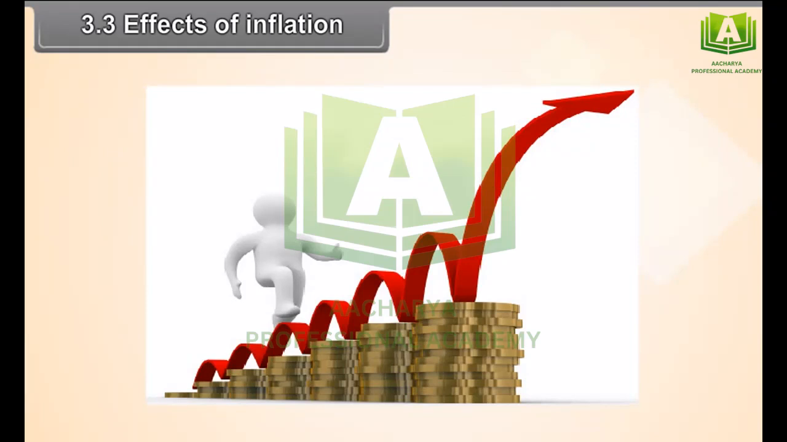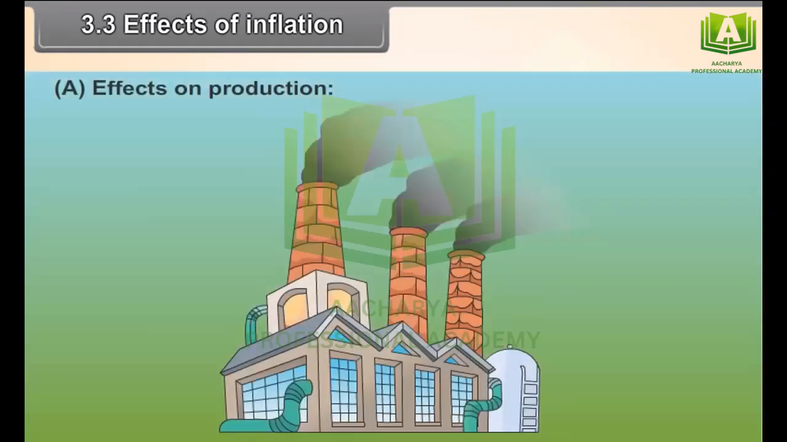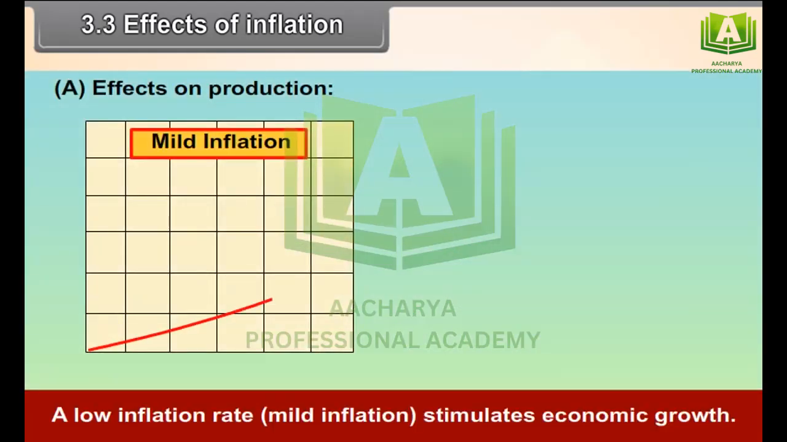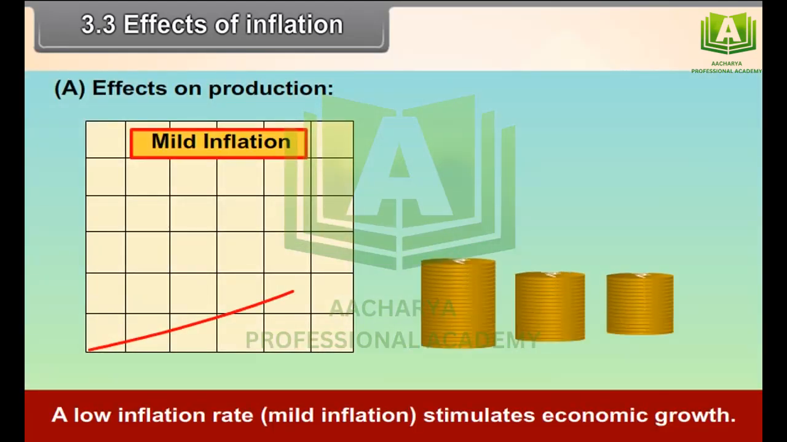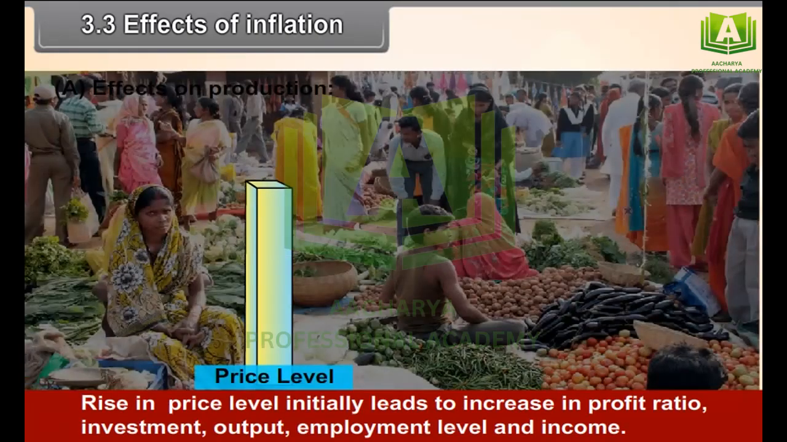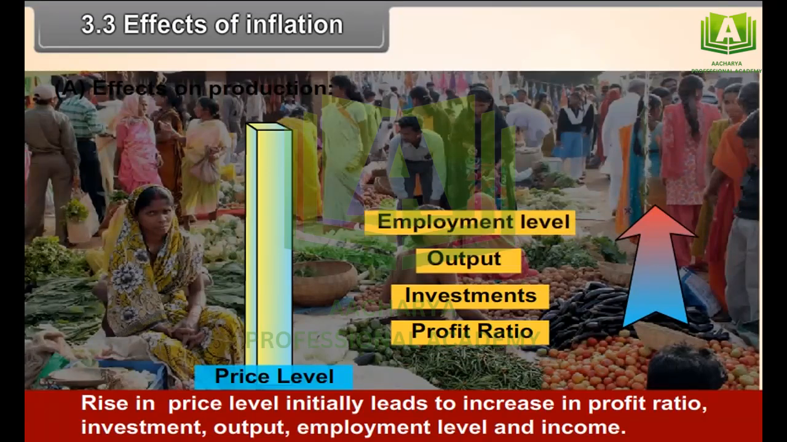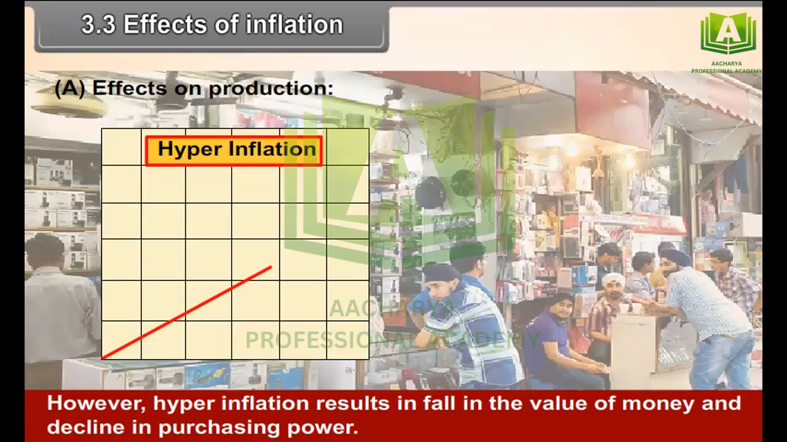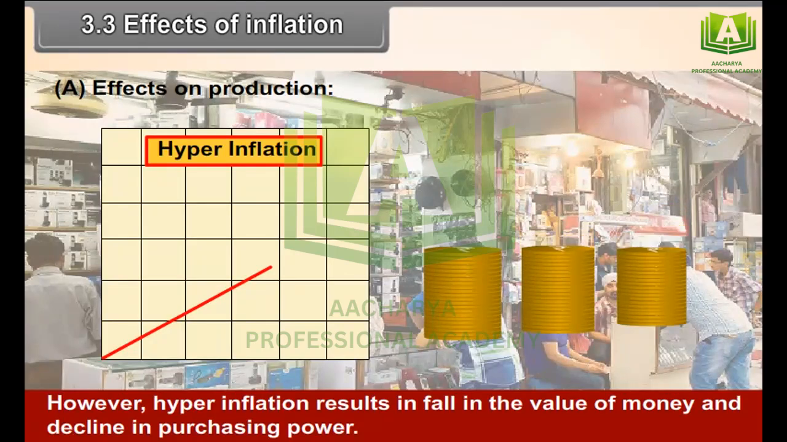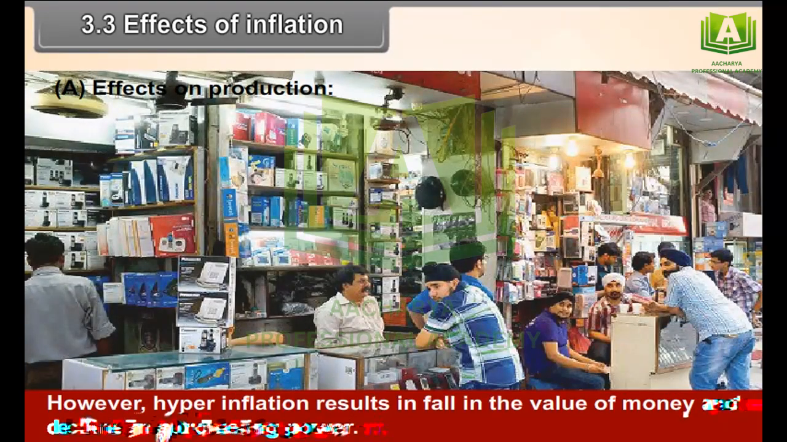3.3 Effects of inflation. A. Effects on production. A low inflation rate stimulates economic growth. Rise in price level initially leads to increase in profit ratio, investment, output, employment level, and income. However, hyperinflation results in fall in the value of money and decline in purchasing power.